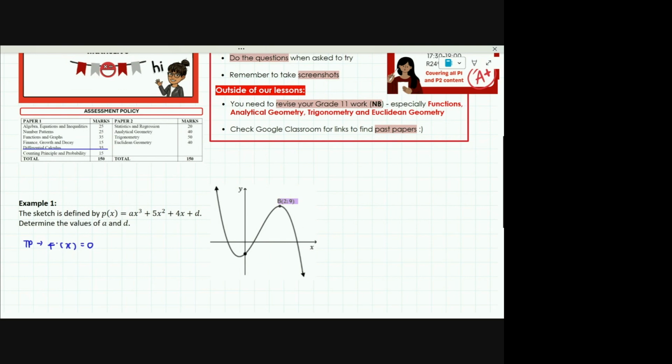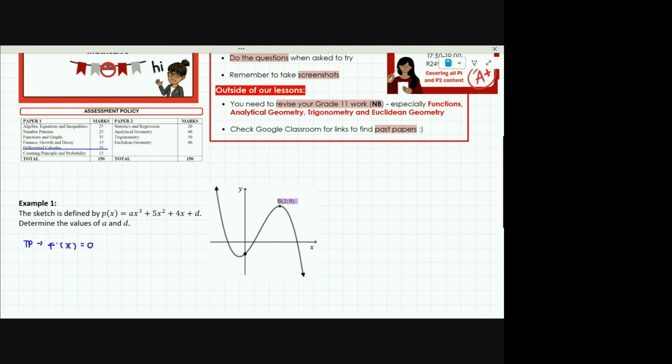Well, we know we have to use the first derivative. That's one equation. If you look at b, b is just a point on this graph. So we could substitute those x and y coordinates into p of x's equation and get an expression in terms of a and d. So remember, yes, b is the turning point, but it's also just a point on the graph. And so it can be substituted into both your original p of x equation as well as your turning point.